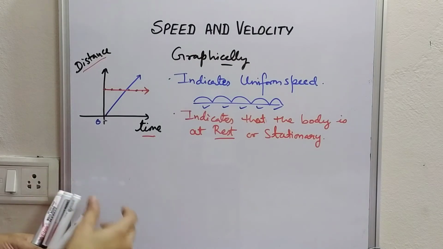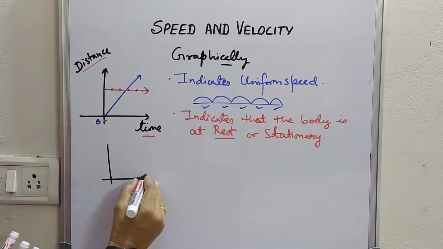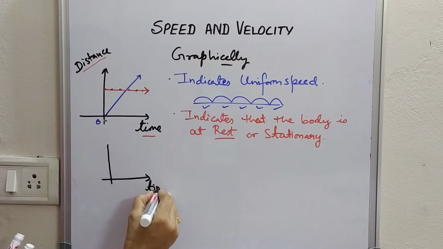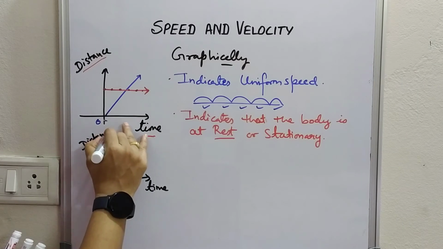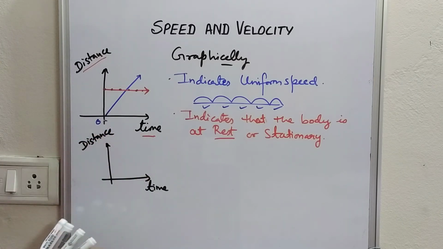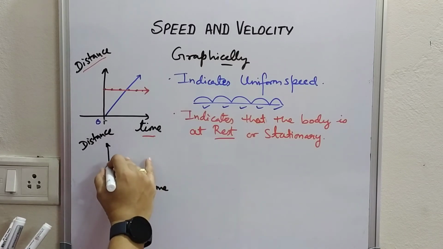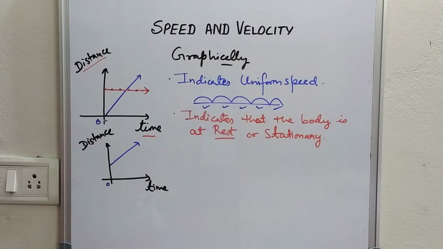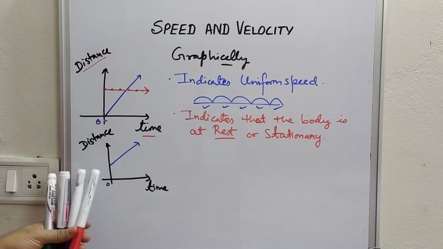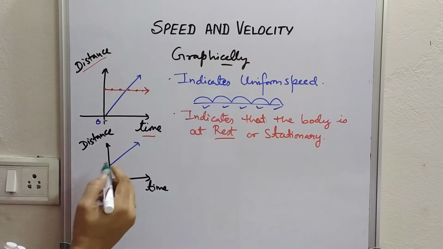Next, for a graph in uniform motion with time along x-axis and distance along y-axis, if we have a graph starting from origin or not starting from origin, then also no problem. It should be a straight line, but it should not be parallel to x-axis or y-axis. Such a graph talks about uniform speed. Let us find the slope of such a graph.